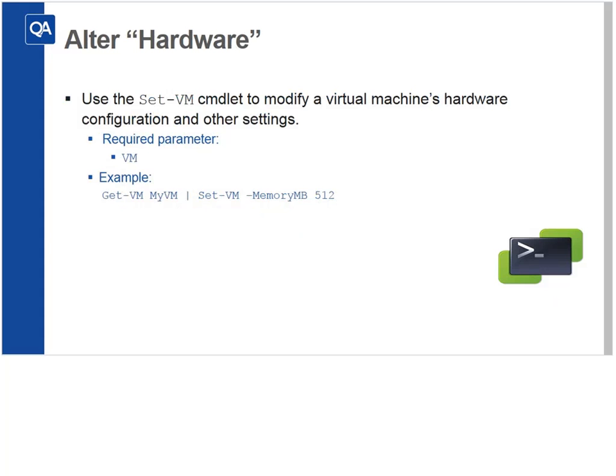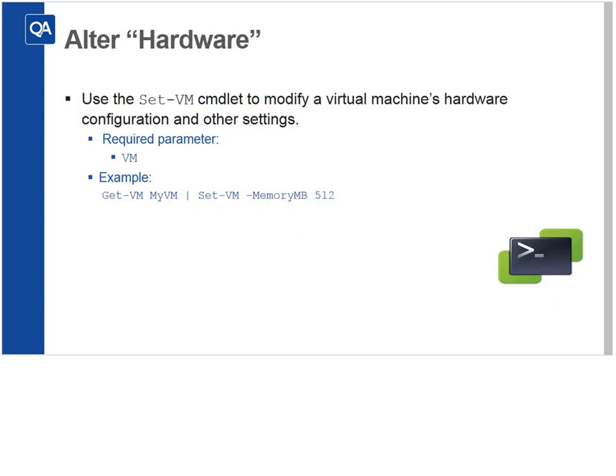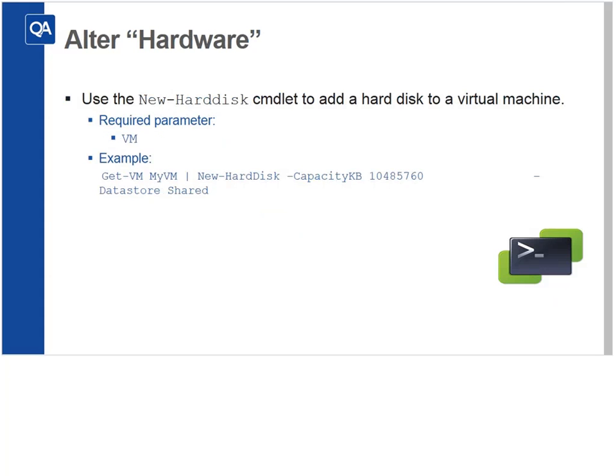So one of the things you can do is change parameters like MemoryMB. Okay, so increase the memory, you can't decrease the memory, okay, from whatever number it is to 512. And you can also, that's essentially changing the hardware, isn't it? How much memory. Okay. You can also add hardware, New-HardDisk, quite a common thing to add, or New-NetworkAdapter, that kind of thing. Again, watch out for units, big long number.